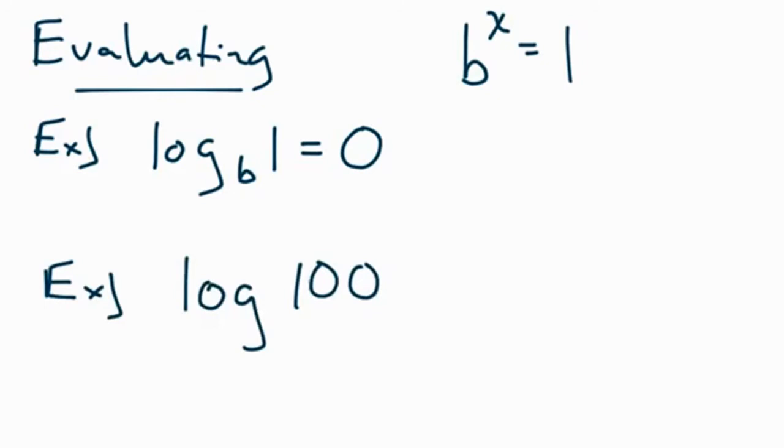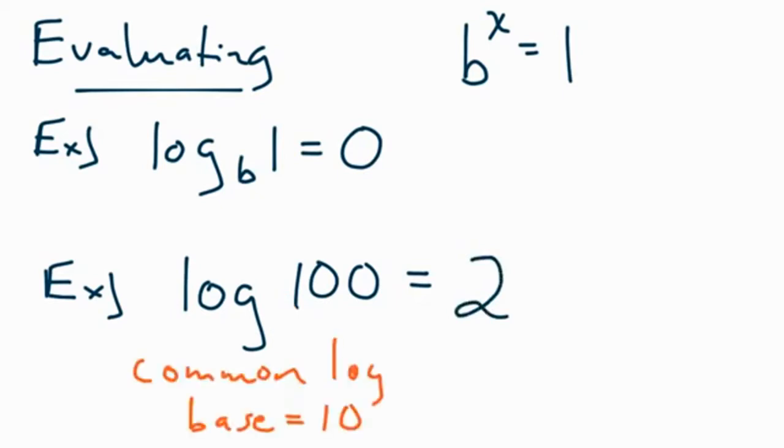And how about the log of 100? Yes, the log of 100. What happened to the base? Is it just any base? Well, no, it's not. You see, when the base is not written, we call this the common log. And the common log is assumed to have a base 10. So what this problem is really asking is 10 to what power equals 100? Well, of course, that would be 2. So remember, if the base is not written, we call that the common log. And it is assumed to always be a base 10.